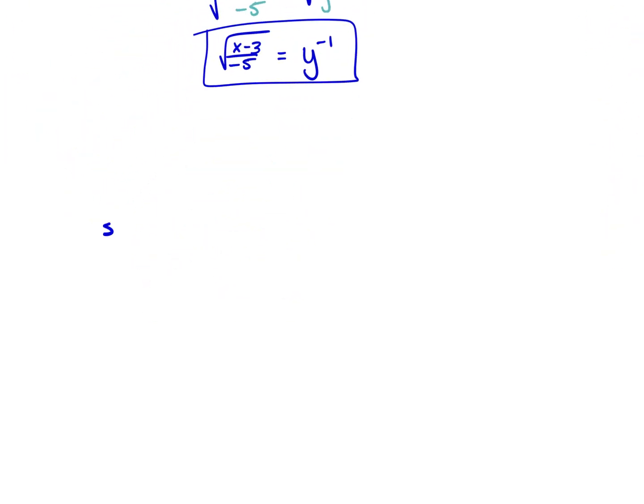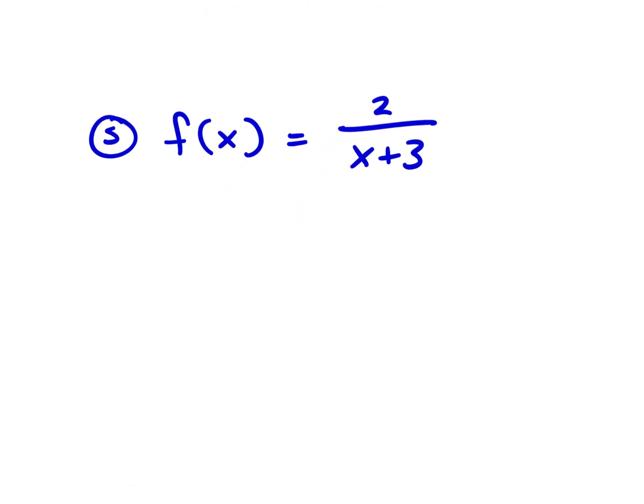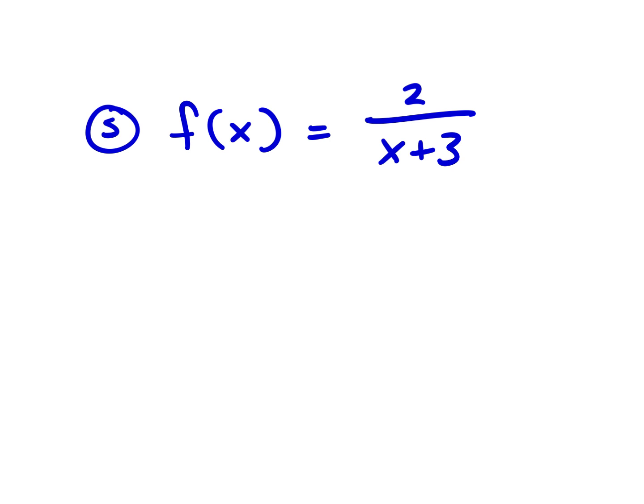I'll call it number 5. Let's say we had f of x equals 2 over x plus 3. We want to find the inverse. What should we do first to find the inverse? We want to switch the x and y. So f of x is going to become x, and x is going to become y. So we have x equals 2 over y plus 3. Now we need to get y all by itself. What would we need to do here?